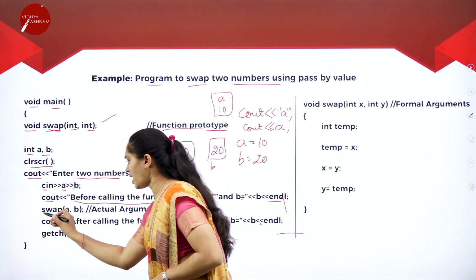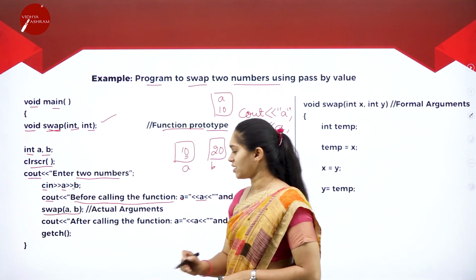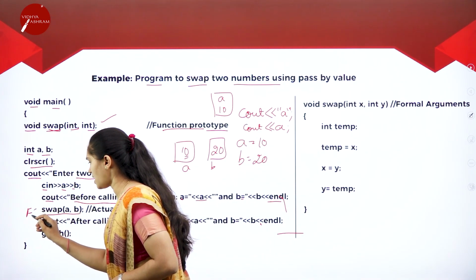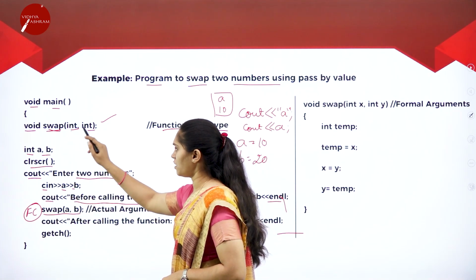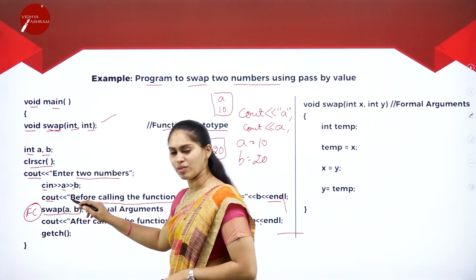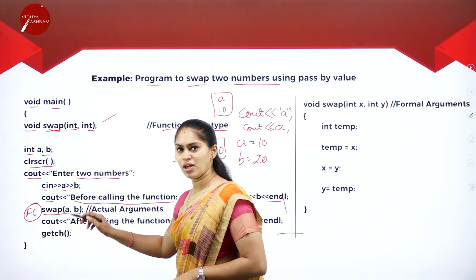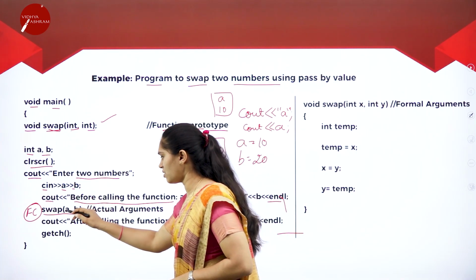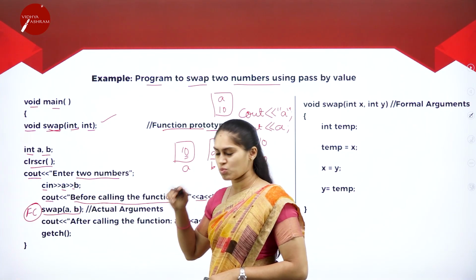So next, swap of A comma B. Remember, we are having a function call. When you look at this, you have to understand this is a function call. Why? Because swap is the name of a function and I'm sending two values to this function, that is A and B. Whether it is an actual argument or a formal parameter, this is actual. Why? Because I'm sending it from the calling function. Whatever value I send for A comma B will be assigned to the called function.